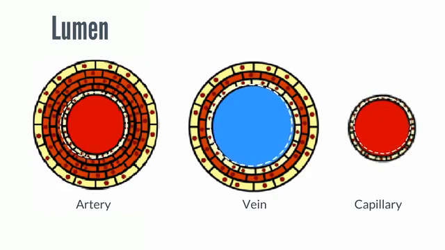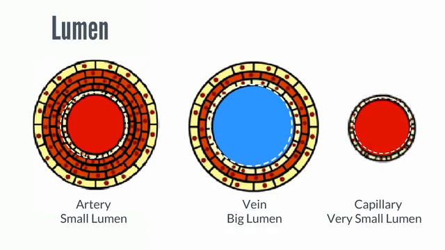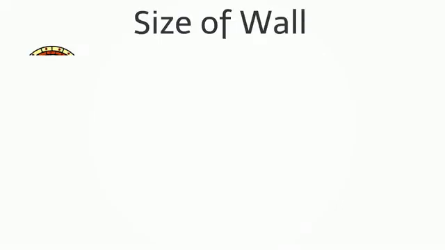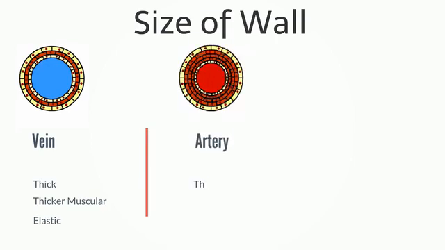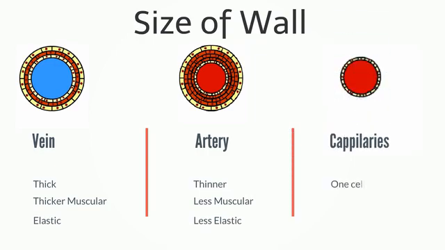Each of the blood vessels has a different size of lumen. The artery has a small lumen, and the vein has a bigger lumen, followed by capillary, which has a smaller lumen in comparison with the other blood vessels. The vein has a thicker wall with a more muscular and elastic characteristic compared to the artery. As you can see, the wall of the artery is much thinner than the vein and less muscular, and also less elastic. The capillary is the smallest among the blood vessels and it has a one-cell-thick wall.